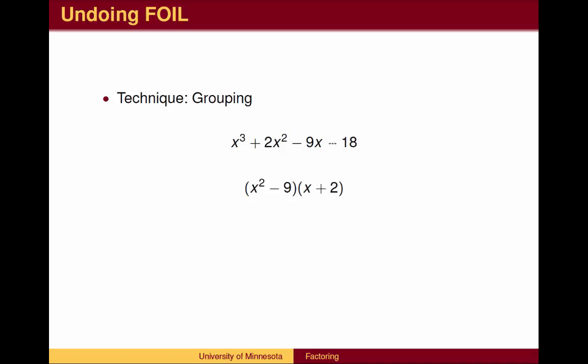The first two terms had a common factor of x squared. The second two terms had a common factor of 9, each leaving a factor of x plus 2. Notice that the first factor is a difference of squares and can be factored further. More than one factoring technique may be present in any given problem.